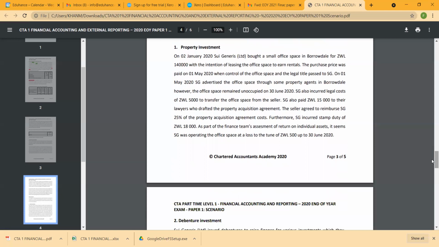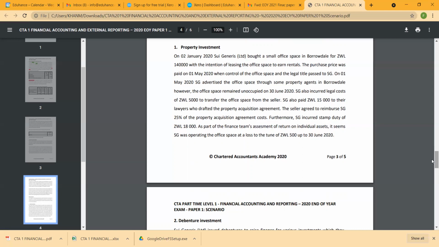2020, SG bought a small office space in Borrowdale for $140,000 with the intention of leasing the office space to earn rentals. The purchase price was paid on 1 May 2020, when control of the office space and the legal title passed to SG. On 1 May 2020, SG advertised the office space through some property agents in Borrowdale. However, the office space remained unoccupied on 30th June 2020.